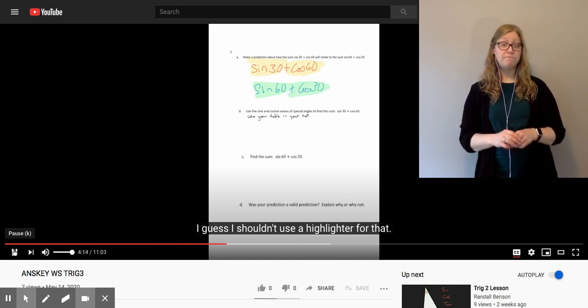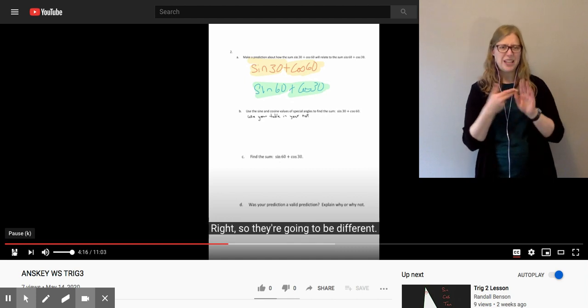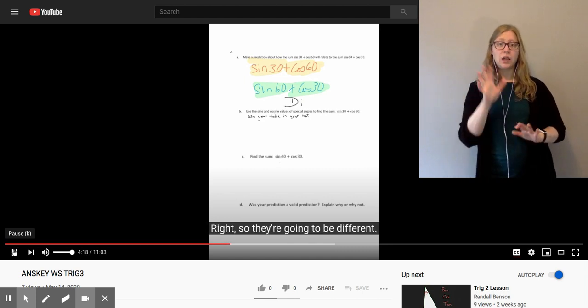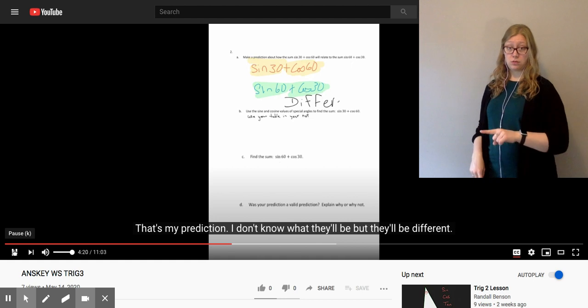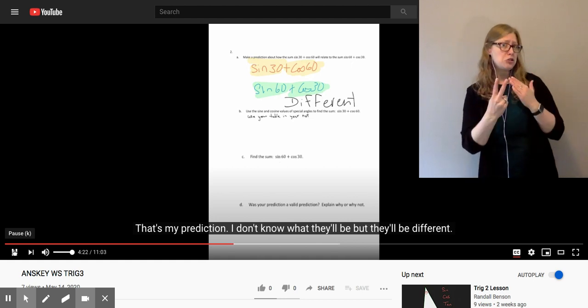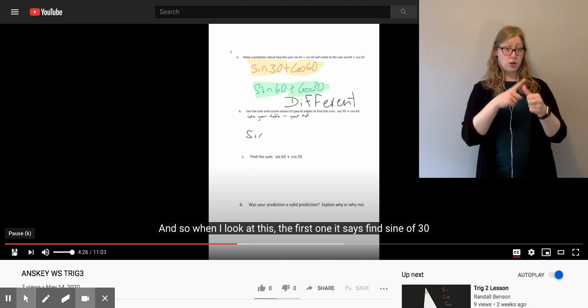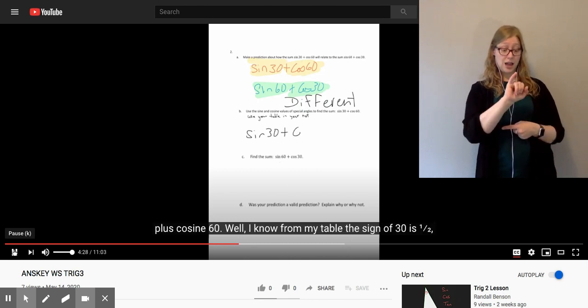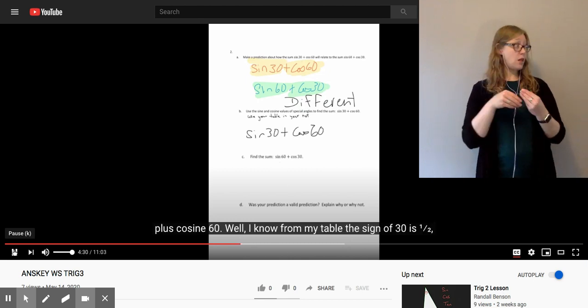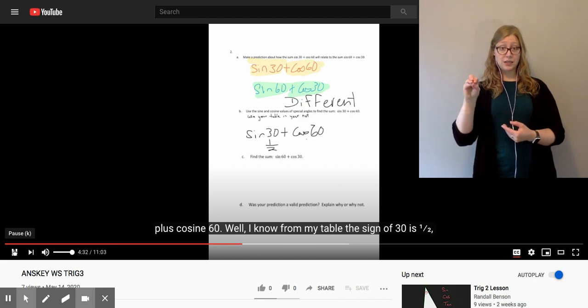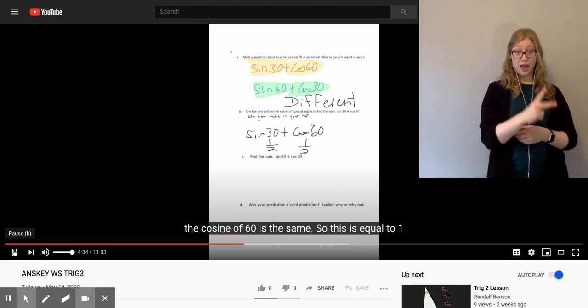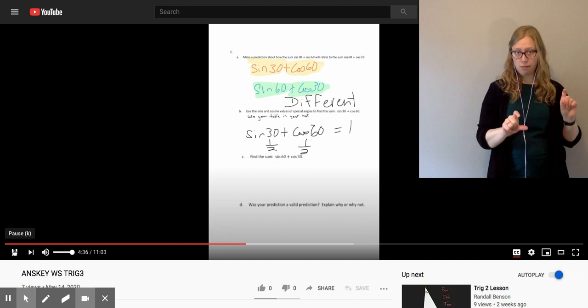I guess I shouldn't use a highlighter for that. Right? So they're going to be different. That's my prediction. I don't know what they'll be, but they'll be different. And so when I look at this, the first one, it says find sine of 30 plus cosine of 60. Well, I know from my table the sine of 30 is a half. The cosine of 60 is the same. So this is equal to 1.